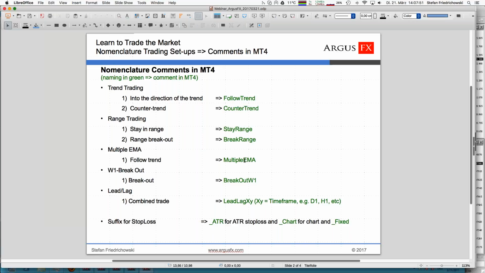And why do I always emphasize those names? Because I want to have those names within my comments for every trade within MT4, so that I can later see, hey, which trade belongs to what kind of setup, and so it enables or prepares us for later investigations of the trading account. So the other one was weekly breakout.